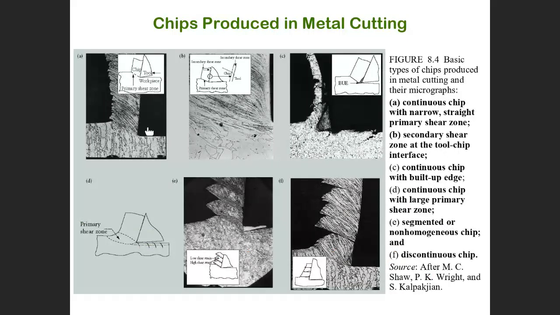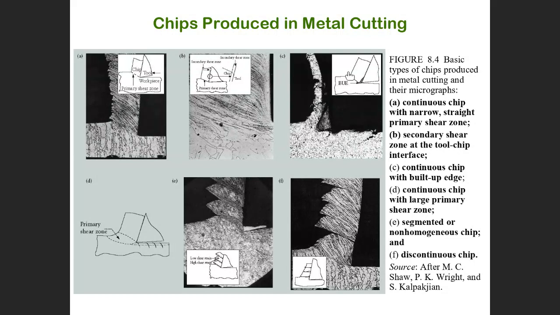When you come to the chip details, you can find that these photos tell us different stories about different chip styles for different machining. This one we call a continuous chip, a continuous chip with a narrow straight primary shear zone. This is the primary shear zone, narrow and straight. This one is the secondary shear zone: if you magnify this area, you can see the secondary shear zone in the tool chip interface.